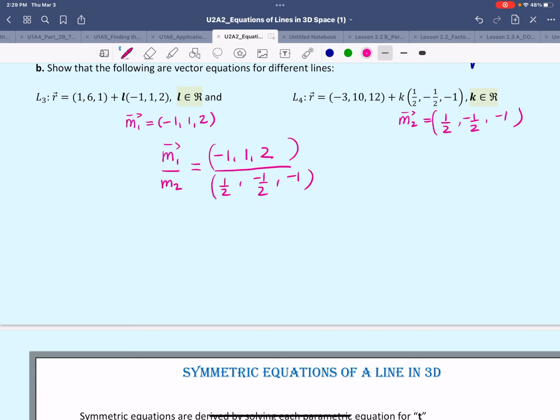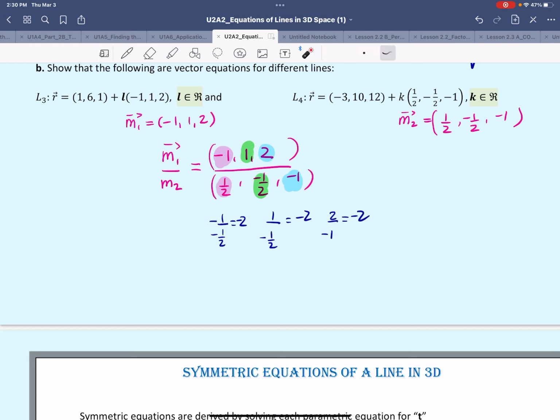Again, the same strategy. We can compare the x's and then the y's and then the z's. So we'll just find the ratios. That would be negative 1 over negative a half, which equals 2. Next, 1 over negative a half. By the way, that's negative 2. And 2 over negative 1 is also negative 2.